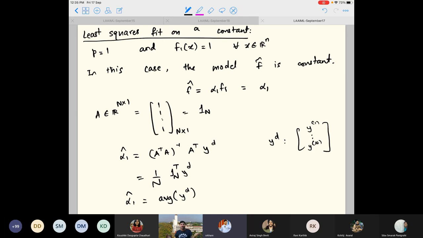Excellent. So if the model were to be constant, what is the least squares telling you to do? The least squares is telling you to take the average. So alpha 1 hat is the average. This is something like you have data and you want to represent the data with a single point. What is the best point with which you will represent the data? The average of the data, right? That's what you would have said. That's what this least squares fit is basically telling you.